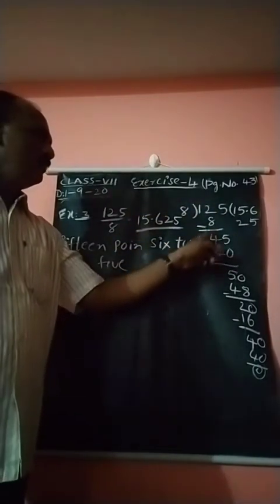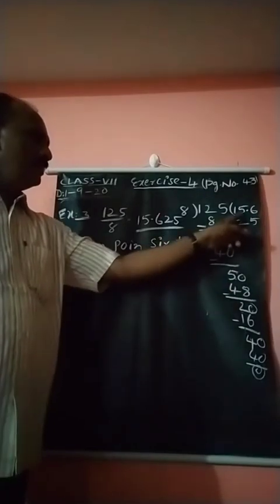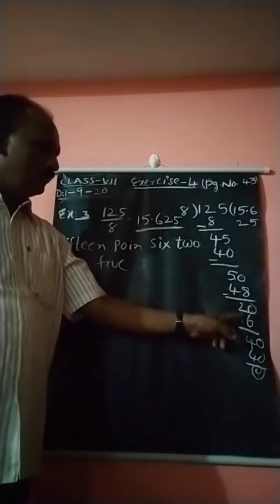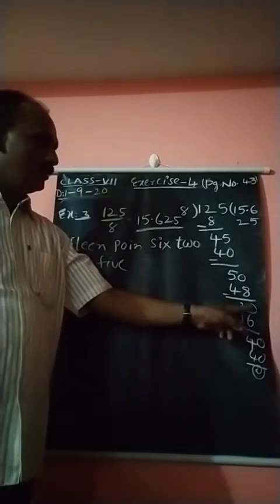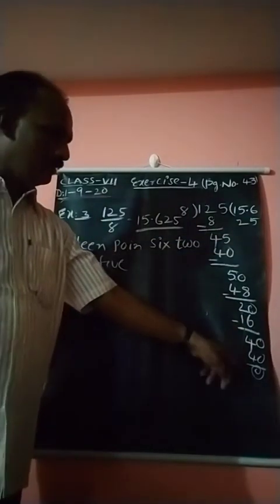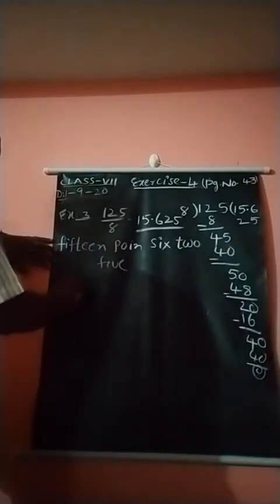12 minus 8 is 4. And 5. 8 5s are 40. 5. And put a point and keep 0. 8 6s are 48. 2 will be there. Remainder 20 will come. 8 2s are 16. 20 minus 16, 4. 8 5s are 40. 15.625.